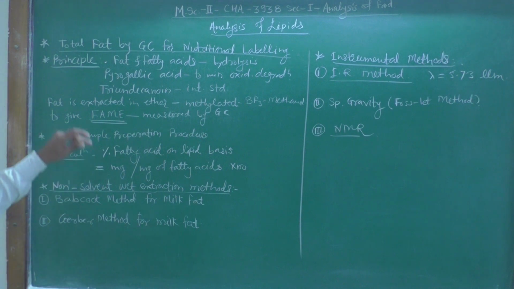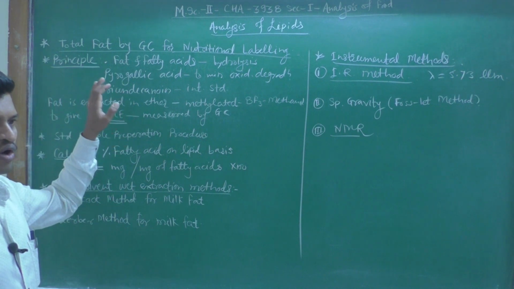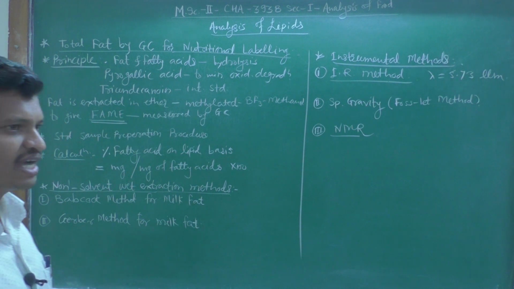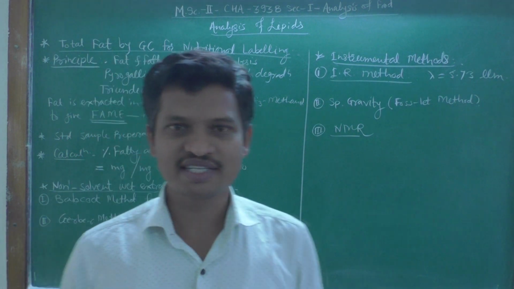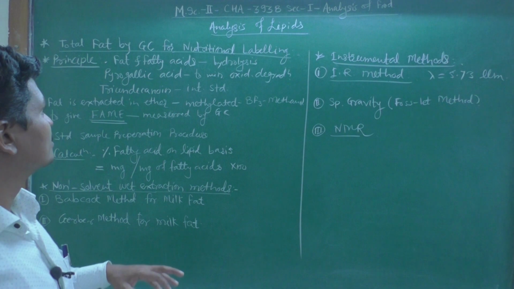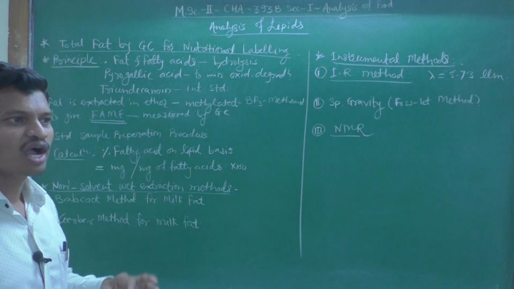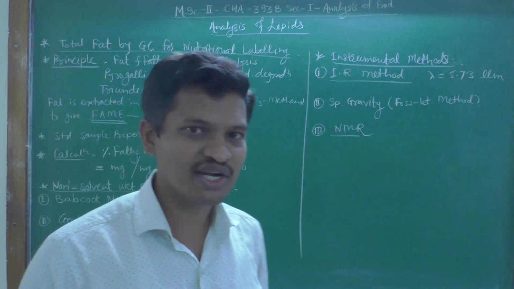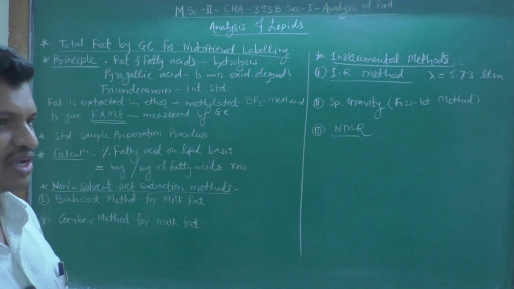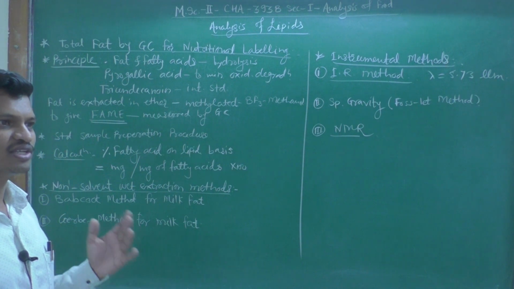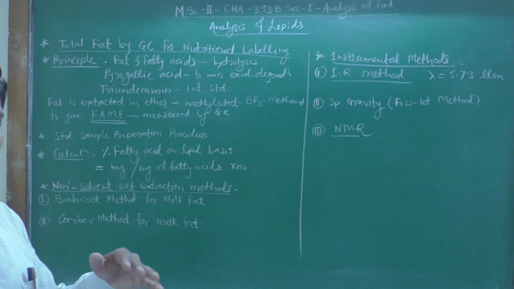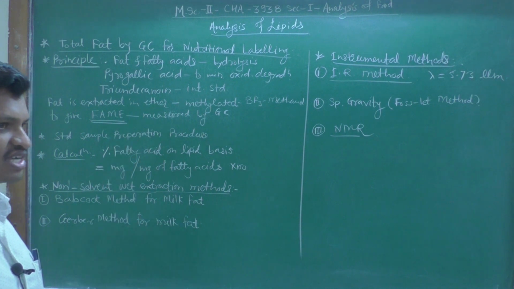The principle of this method is that generally fat and fatty acids are extracted by hydrolysis. This hydrolysis may be acid hydrolysis or alkaline hydrolysis, etc. Different types of hydrolysis can be done for this fat analysis, before going to GC analysis.